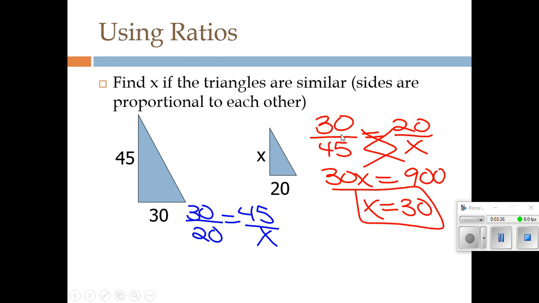So you set up the proportion. 30 over 45, base over height, base over height. Then you cross multiply and divide. So do 45 times 20, which is 900, divided by 30, it will give you x. Okay, so x is 30. So you cross multiply and solve for x.